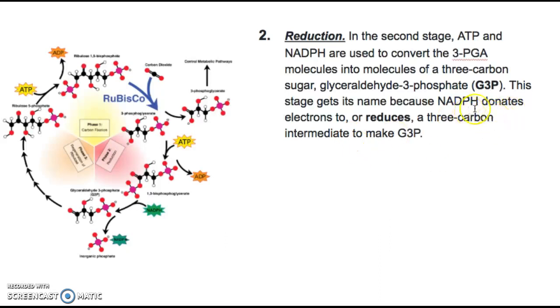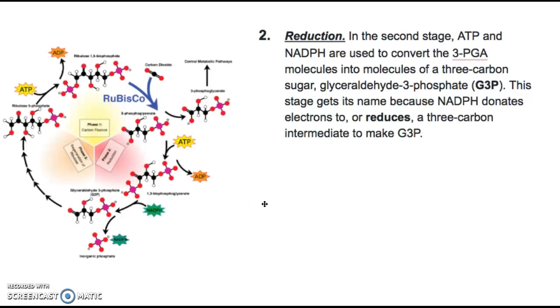Right? So this stage really gets its name because that NADPH donates electrons or reduces the intermediate, the 3-PGA, in order to make the G3P. So again, like all that language, what are we really doing? We're taking some of that energy that we made in the light reactions, we're taking the electrons, and we're just going to transfer those to G3P, or excuse me, PGA, in order to make G3P, which is the precursor for all the sugars. So now that we've got our product actually made, this is a cycle.